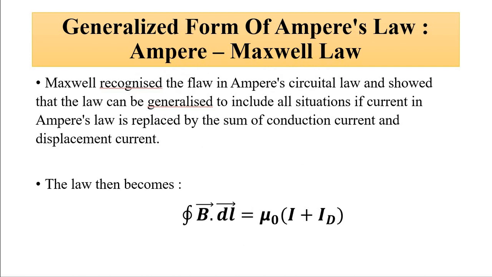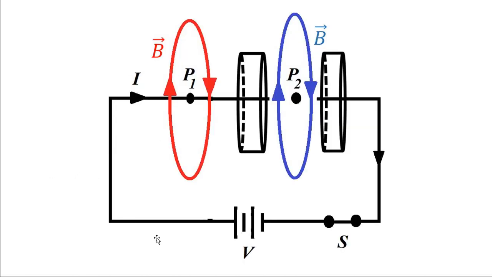Conduction current is for all the other points on the conductor or the wire. But in between the two plates of the capacitor, because of the rate of change of electric field or rate of change of electric flux, due to the charging and discharging of the capacitor, this gives us displacement current. This was the explanation of Maxwell.